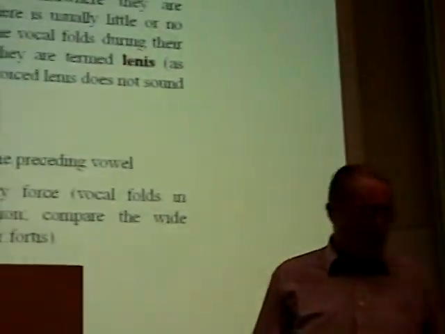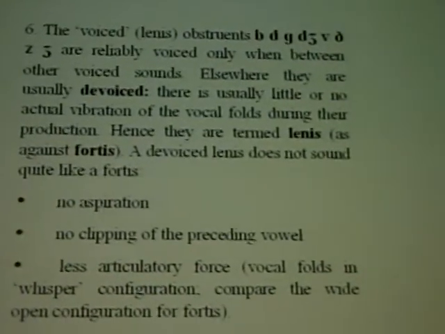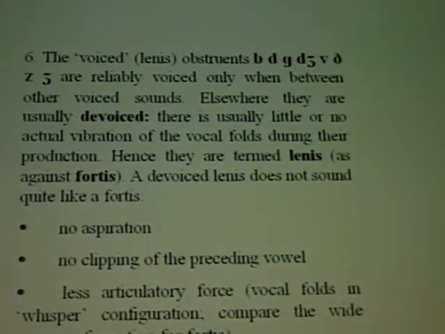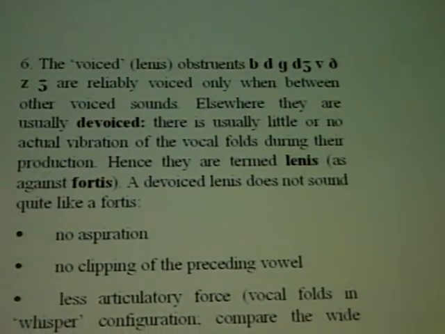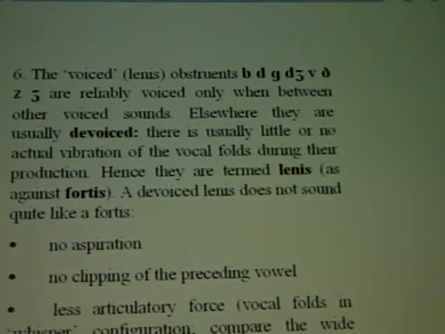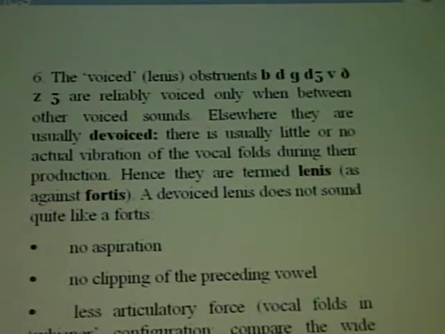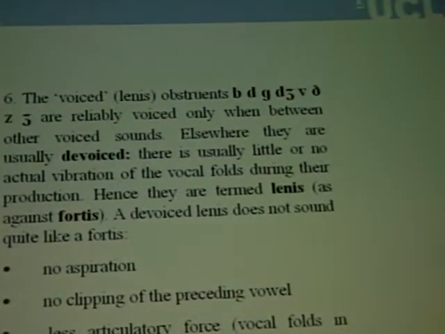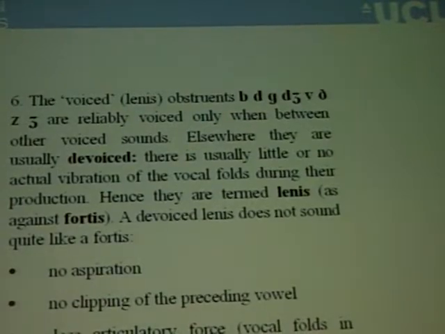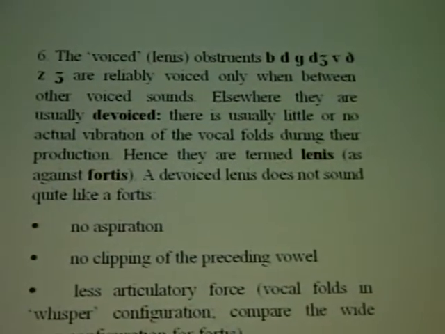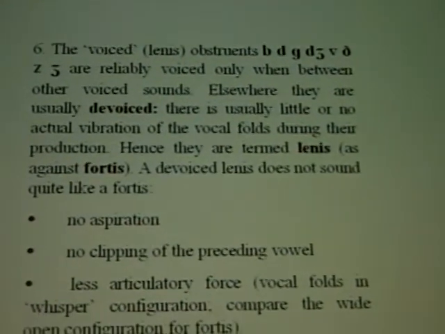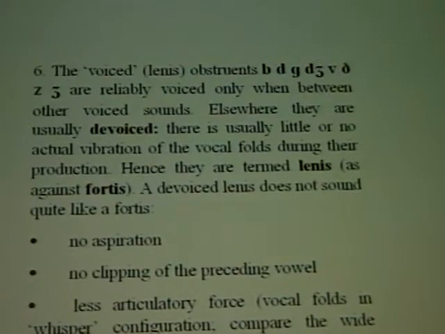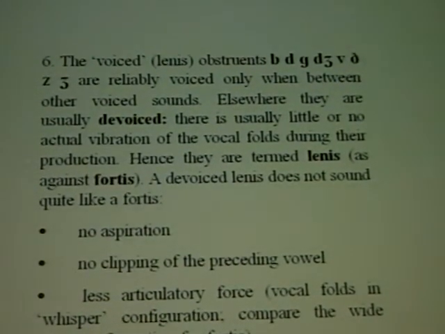Now we come to the voiced sounds. Point six on the handout. The voiced, or sometimes called lenis obstruents, are reliably voiced only when between other voiced sounds. So if they're surrounded by vowels, no problem, they're voiced. That is, the vocal folds continue to vibrate. Elsewhere, things get more complicated, because elsewhere they're usually devoiced. There's not actually much vibration of the vocal folds during their production. So we call them lenis as against fortis. We still know that they're lenis, that they're so-called voiced, because there's no aspiration, there's no clipping of the preceding vowel, we'll come to this when we talk about vowels, and they're uttered with less articulatory force.